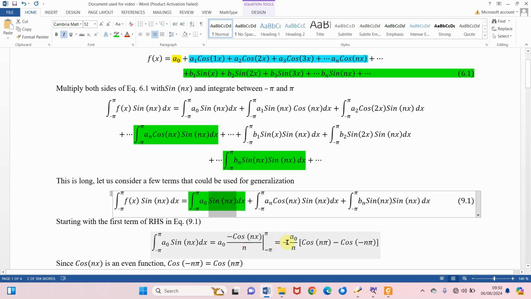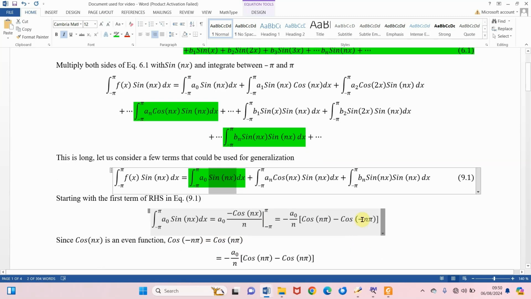So here we can say that minus a naught over n can come out. Then we have cos nx from minus pi to pi. We evaluate the definite integral to give us cos n pi minus cos minus n pi. But remember, cos n pi is an even function. Being an even function, it means that this expression holds.